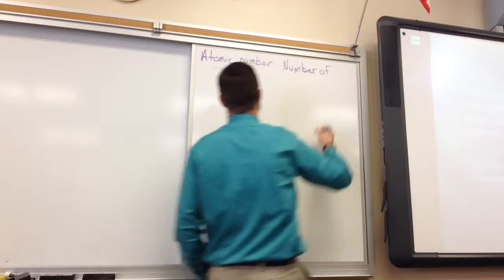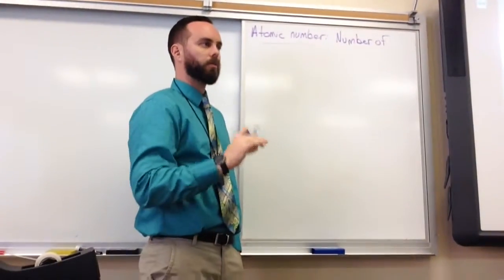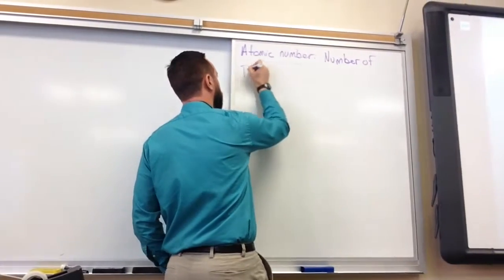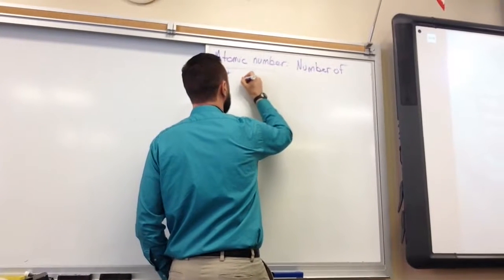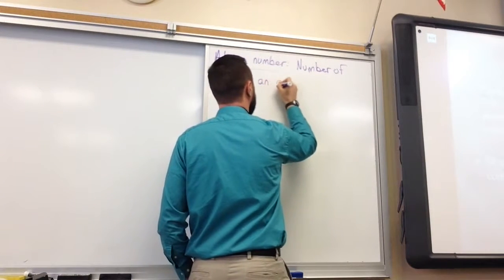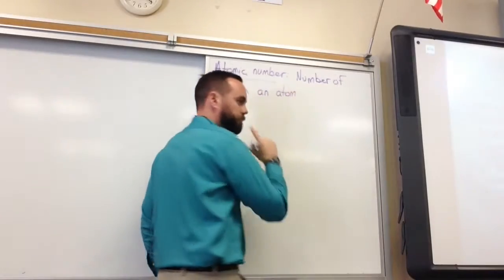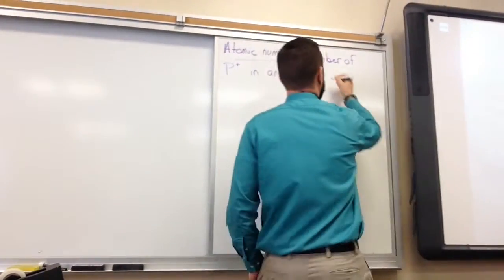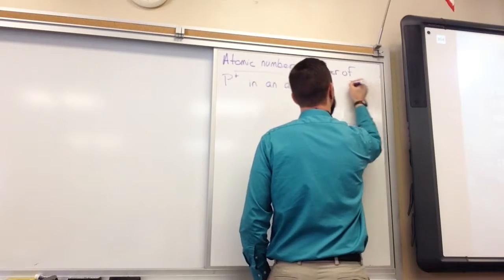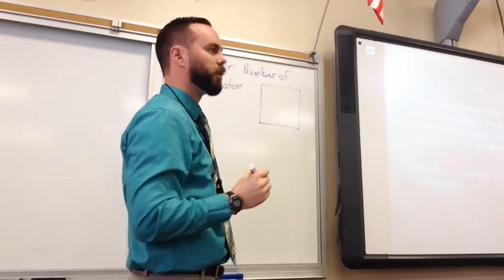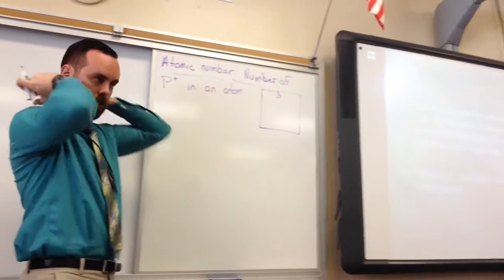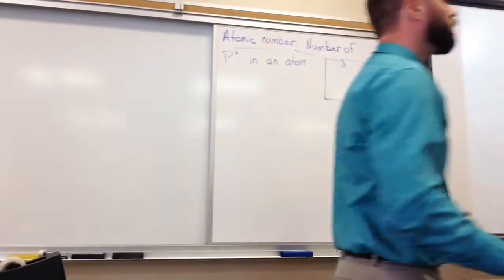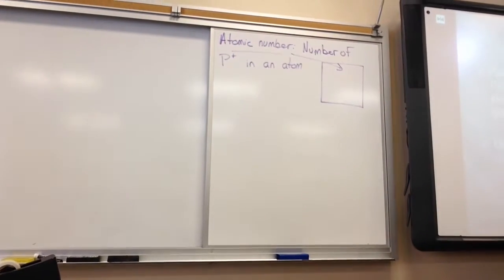Number of. Can I use a symbol for proton so I don't have to write proton out every time? If I go P plus, does that work for you guys? So the number of protons in an atom. If you look at a box on your periodic table, the atomic number is the one that's like top dead center right there. That's the atomic number. And it's the same way on every periodic table that I know of. And so if you can find any element on there, you can tell how many protons it has.